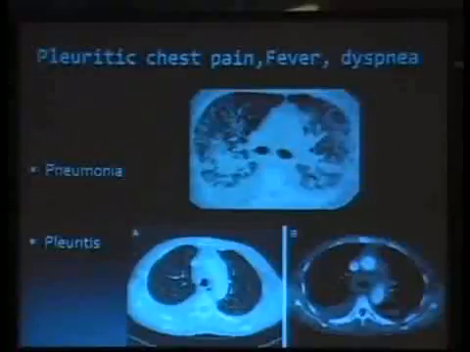Inflammatory pleuritis, seen best here on this CT scan, mediastinal windows, where you can see thickening and pleural effusion on the right side as well as some on the left side.